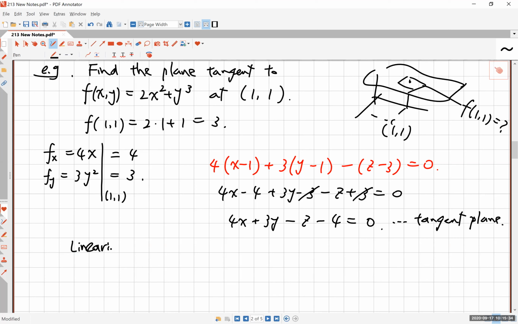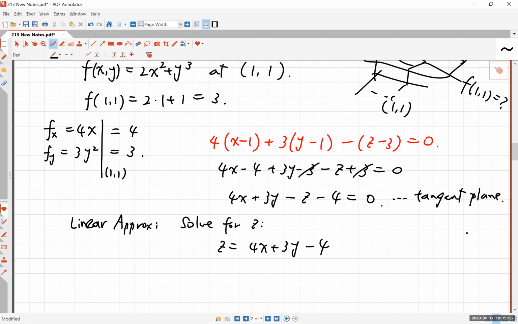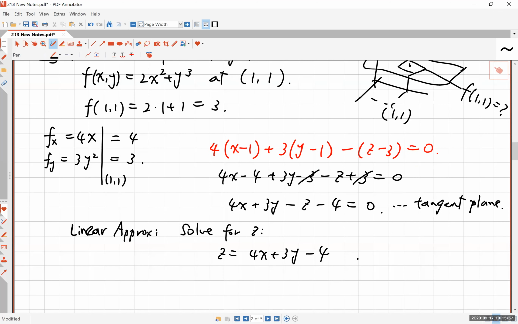Now for the linearization or linear approximation, all you have to do is solve this for z, because it is the same thing. That's all you have to do. So then z is equal to 4x plus 3y minus 4, and that's going to give you the linear approximation of this function for x, y close to 1, 1.